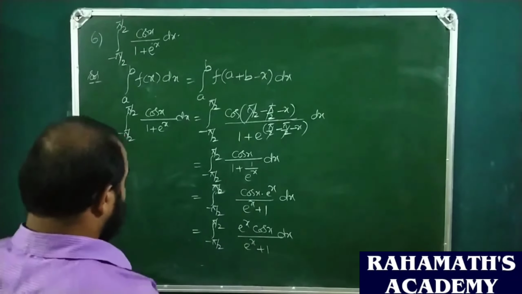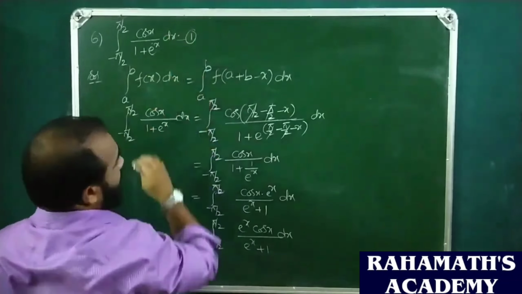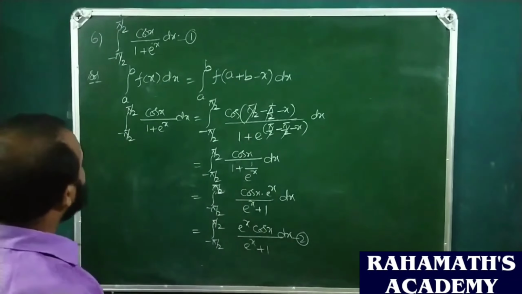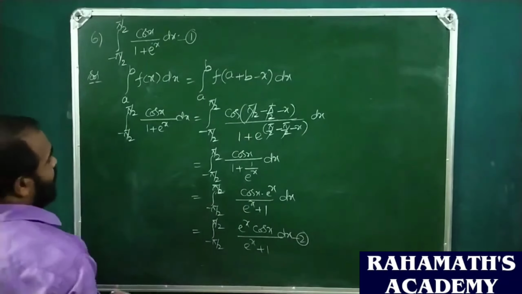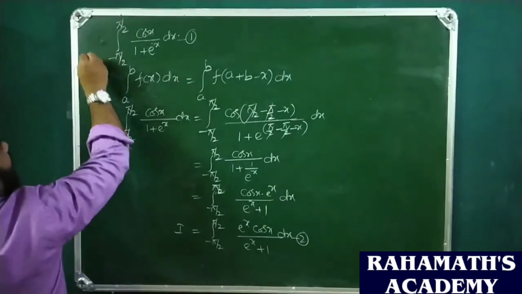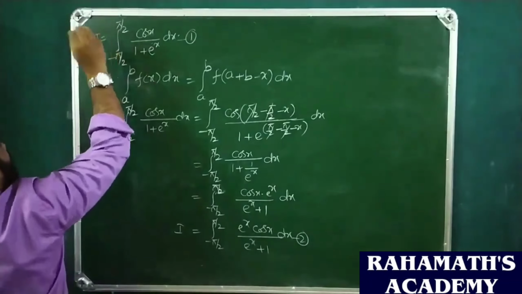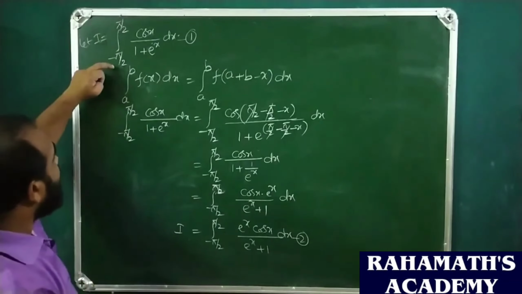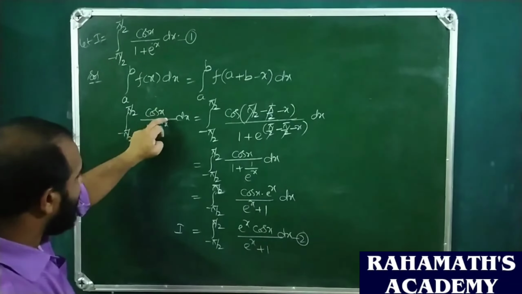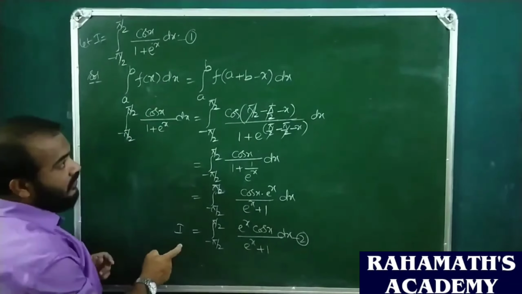So the original function is 1 and this is 2, let us suppose. This is also I only. So let I be equal to this. Integral a to b f of x dx equals integral a to b f of (a plus b minus x) dx. Therefore, this value is also I.